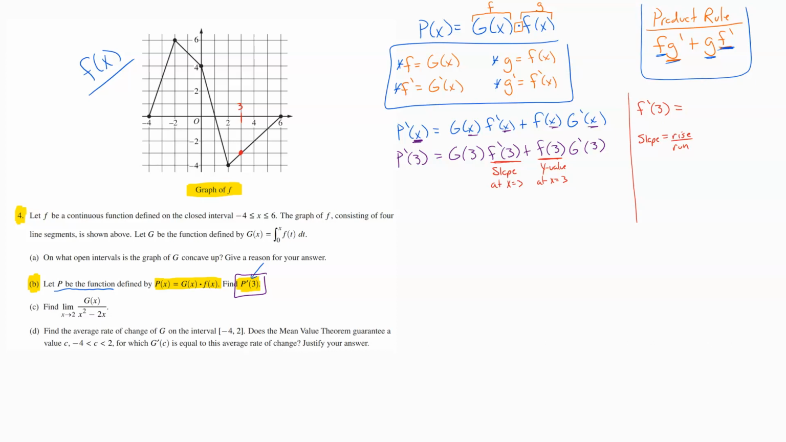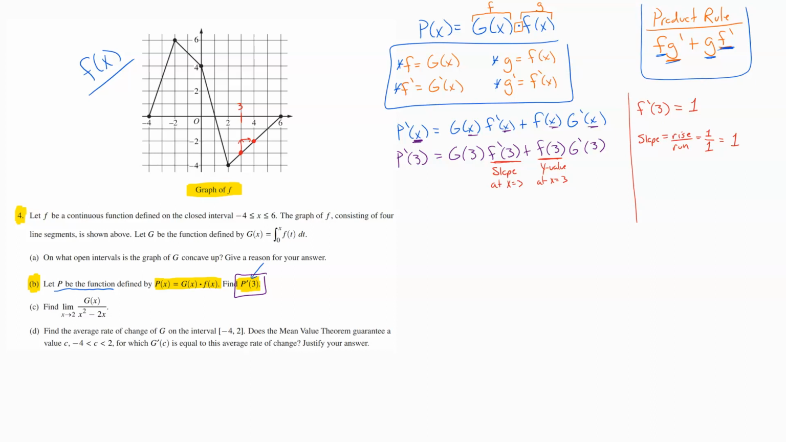So in this problem, I would get a rise of 1, it goes up 1, and then to get to this other point over here, that would be a run of 1. So this was a rise of 1, run of 1, so we got 1 over 1, which equals 1. So our slope at 3, our f prime of 3, is going to equal 1.